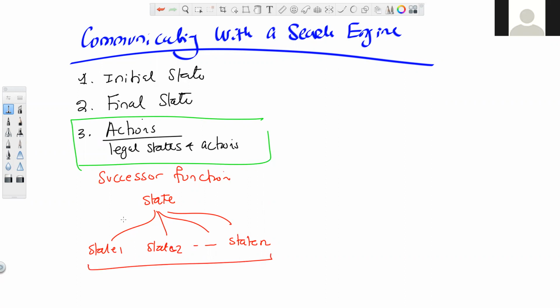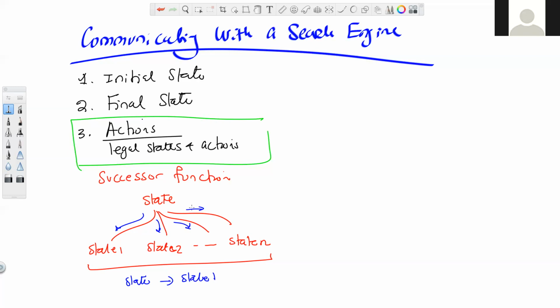that all of these states are the result of applying a legal action to the state where the outcome is also legal, right? So each one of these is a legitimate transition. This is a legitimate transition from state to state 1. That guarantees you the action that did this is legal and this state is legal. And this is another legitimate transition.